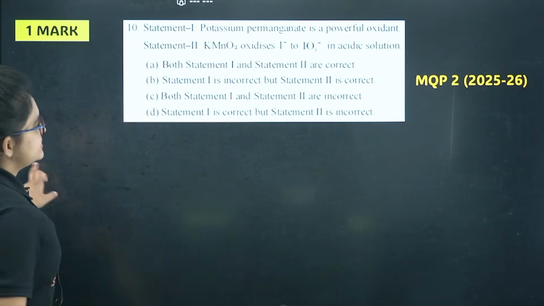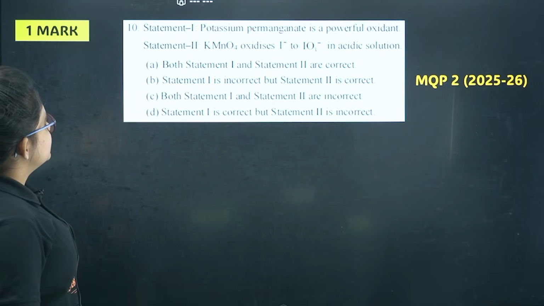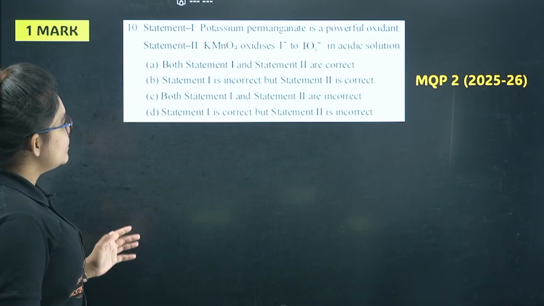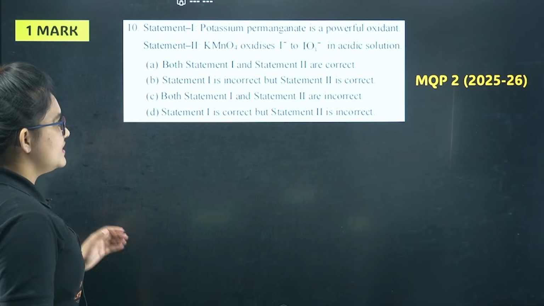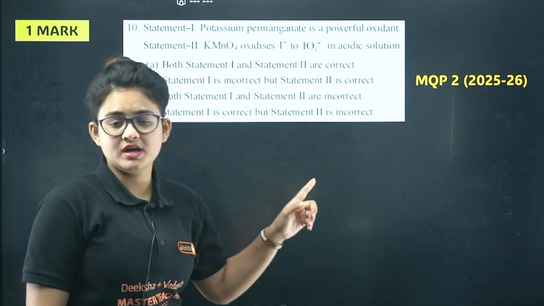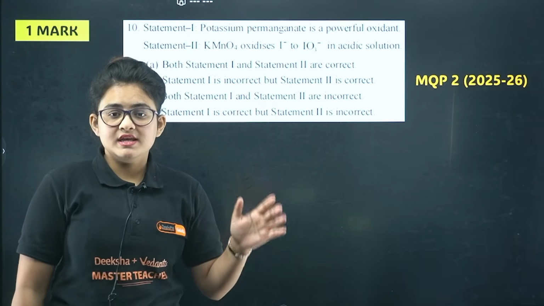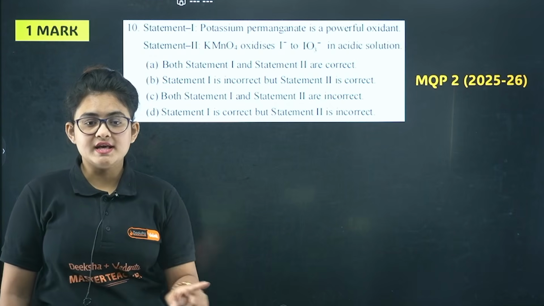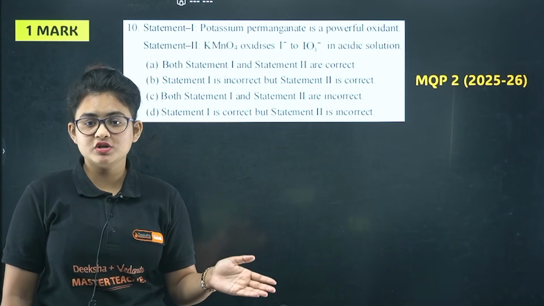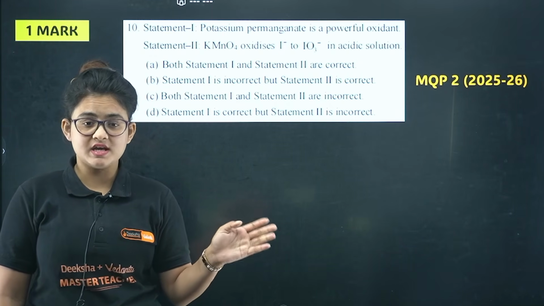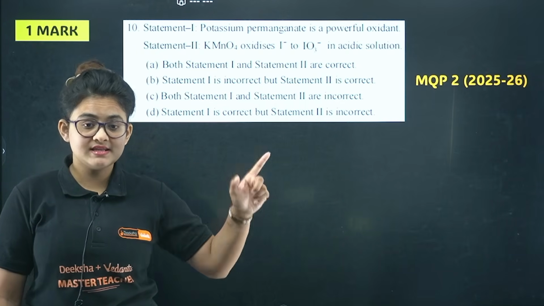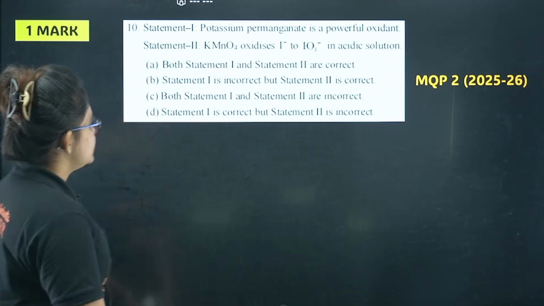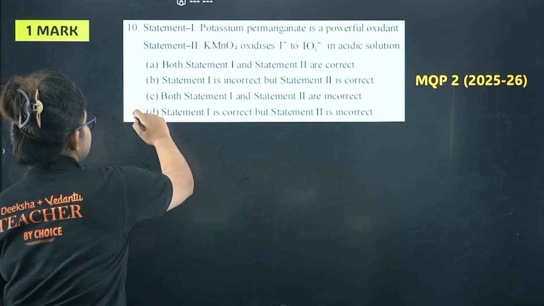Okay, let's proceed. Statement: potassium permanganate is a powerful oxidant. Yes, that's correct. KMnO4 oxidizes I- to IO3- in acidic solution. So that's going to be a wrong one. Why? Because it oxidizes I- to I2 in acidic medium, but in alkaline and neutral medium it oxidizes I- to IO3-. So statement 1 is correct, but statement 2 is incorrect.